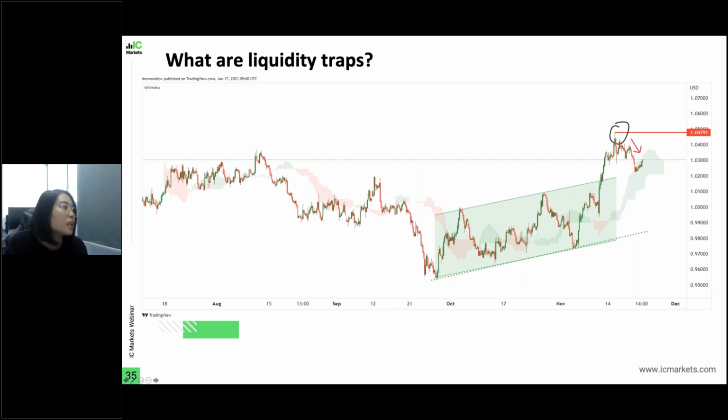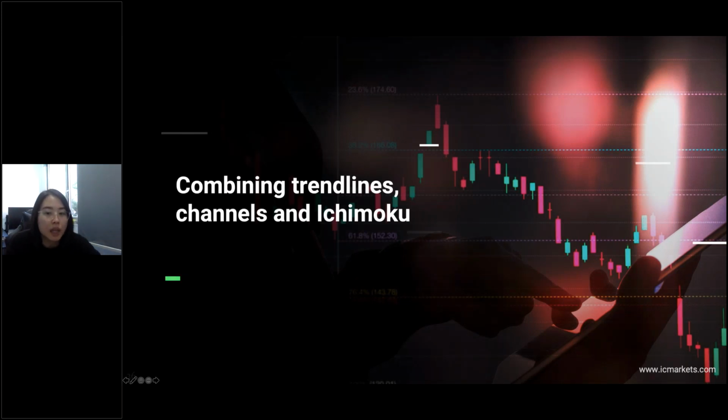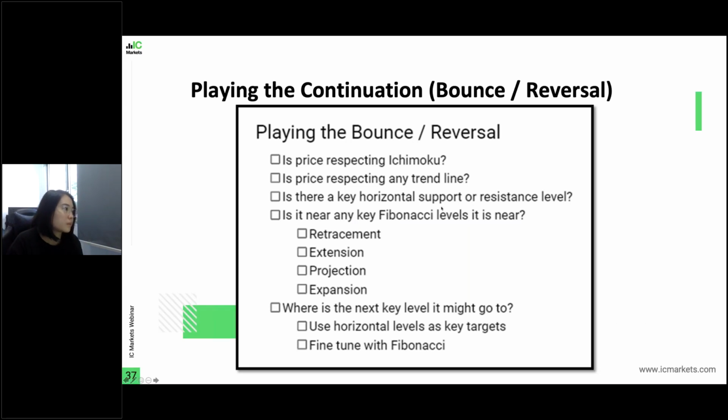Okay, so combining trend lines, channel, and Ichimoku together. I don't know if you want to take a picture of this or write it down somewhere. This is a checklist that you can follow. I used to have a checklist that I printed out, actually I just stick it on my wall, and I refer to that checklist every time I look for a trade. The checklist that I have is kind of similar to this, but there are a few things missing.